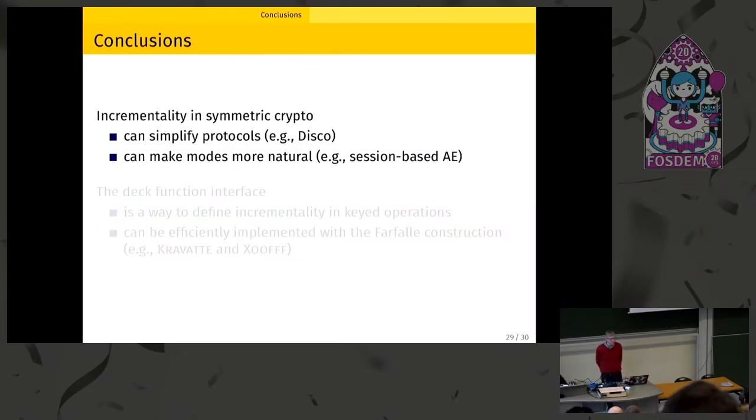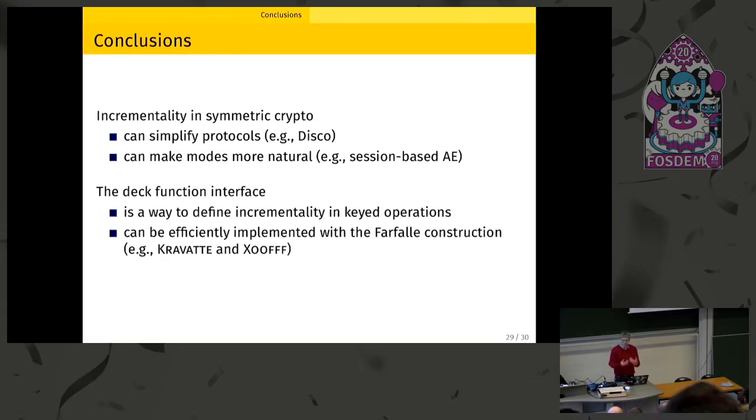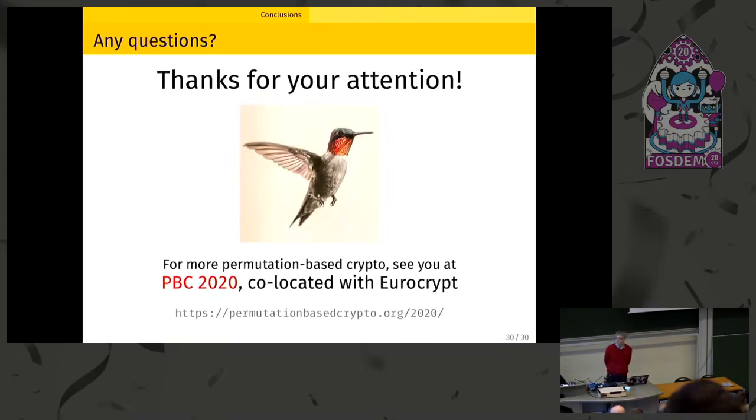Just to conclude, in this talk, I tried to explain to you why we think incrementality in symmetric crypto can make protocols simpler. We've seen that with an example, which is Disco. We also think that it can make some modes more natural. The notion of sessions really directly benefits from this incrementality. And then to capture this incrementality, we defined the DEC function interface, and we showed that we could make some efficient schemes based on that, specifically using the Farfalle construction. And that's it. Thank you for your attention.